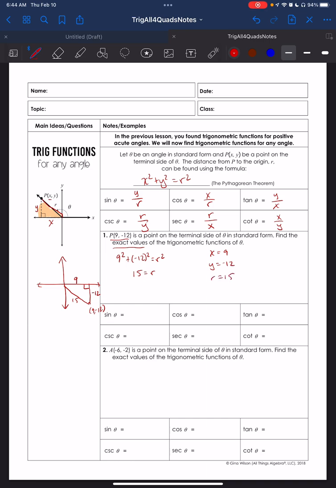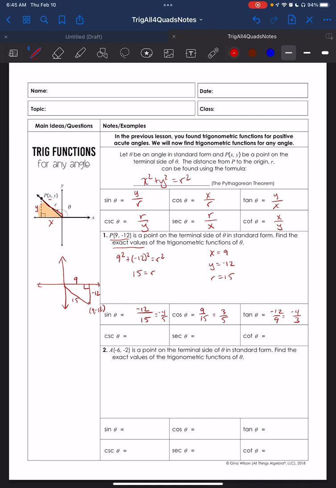So sine theta, opposite, negative 12 over hypotenuse, 15. We can simplify that down to negative 4/5. Cosine theta, 9/15, adjacent over hypotenuse, simplifies to 3/5. Tangent theta, negative 12/9, simplifies down to negative 4/3. So for the first time, we're seeing some sines and tangents that are negative. That is not a mistake. It happens. As we start thinking about these things as functions, we'll see that more and more often.